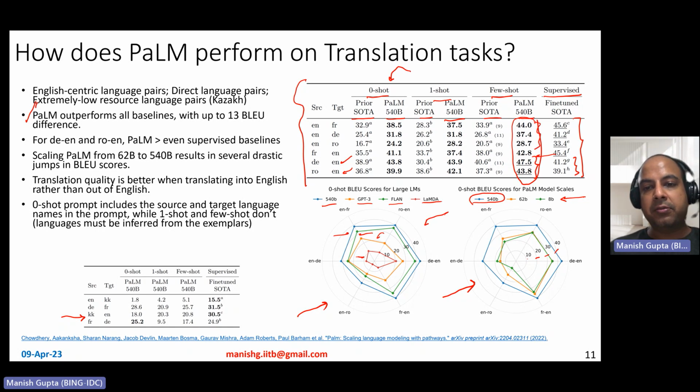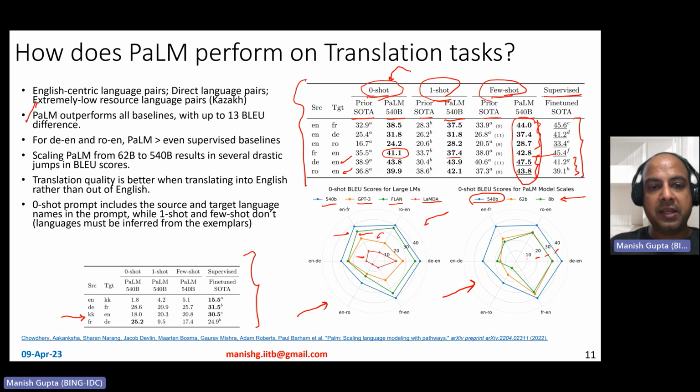When we're showing zero-shot prompt results, the way it is done is that in the prompt itself, you put in the source and the target language names. While in the one-shot and few-shot case, you actually don't include the language names. You just give examples. That is why you observe that in some cases you actually get better results with zero-shot rather than one-shot. So the language names, in some senses, are helping here. You also observe that kind of thing happening in these results.